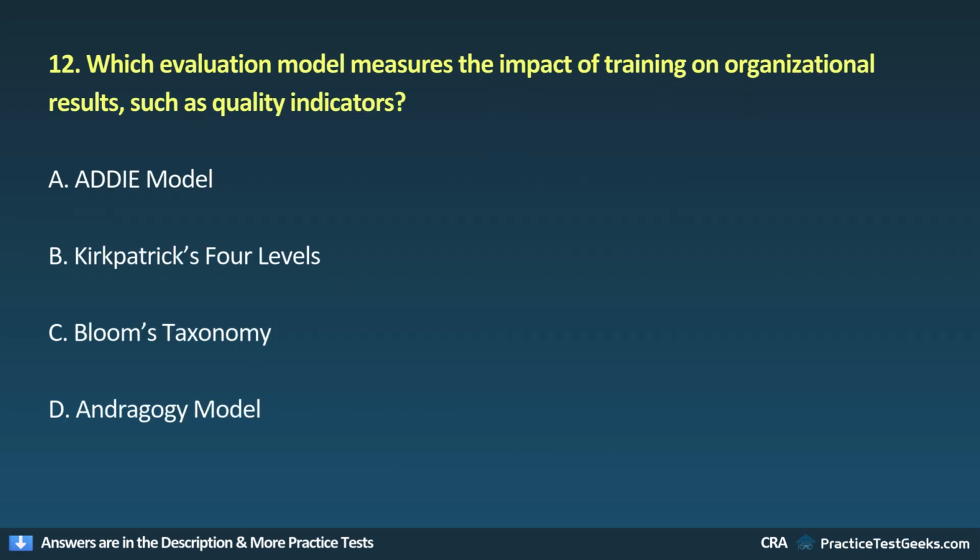12. Which evaluation model measures the impact of training on organizational results, such as quality indicators? A. ADDIE model. B. Kirkpatrick's 4 levels. C. Bloom's taxonomy. D. Andragogy model.